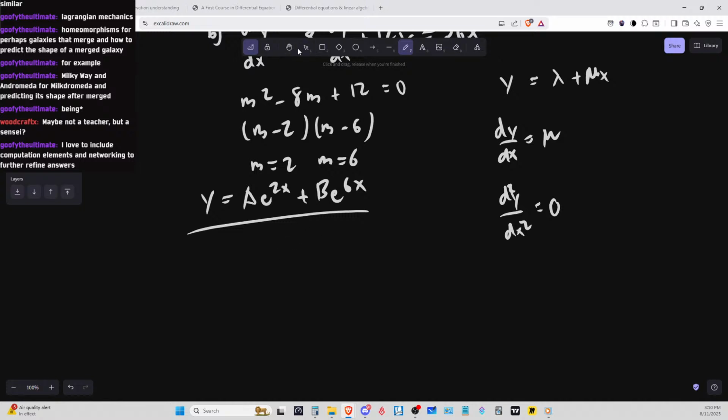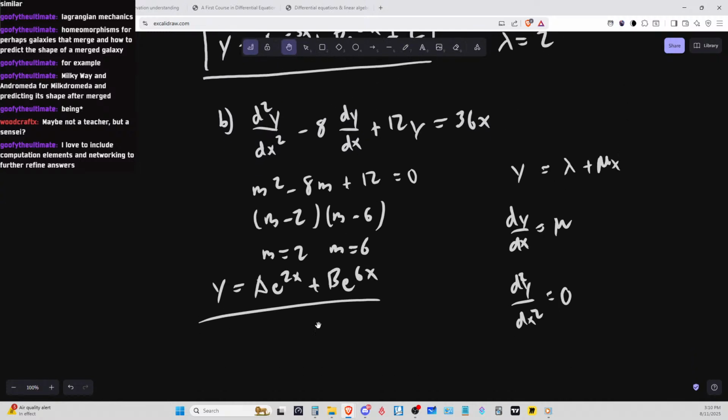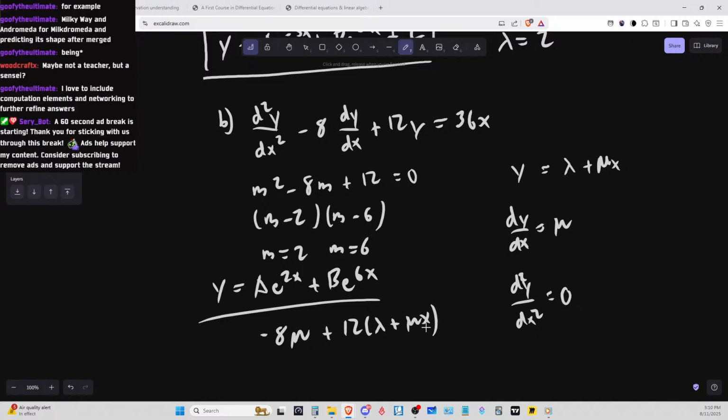So now we're going to have to put everything that we have into this equation that we're going to write. So we're going to have 8 mu, negative 8 actually, and then plus lambda plus mu x, and that's equal to 36x.